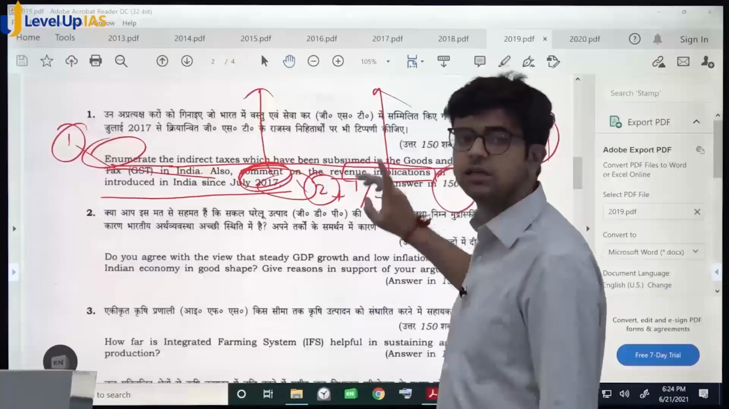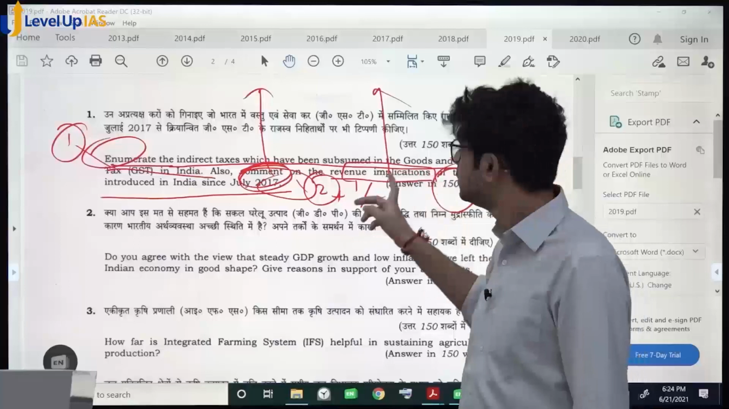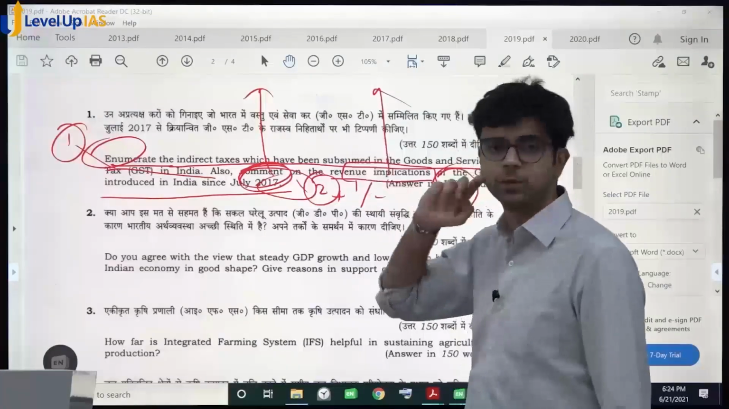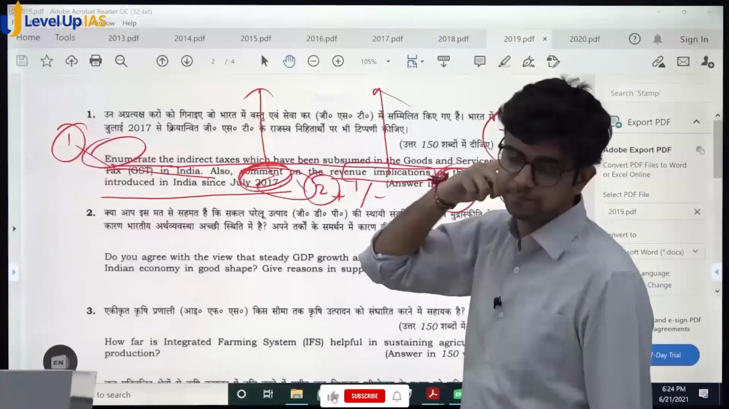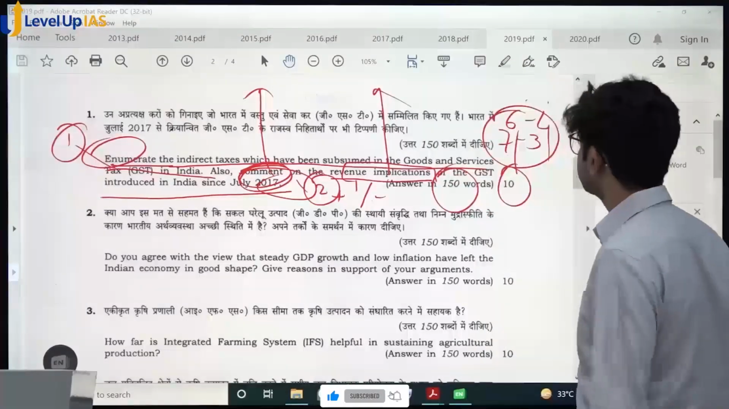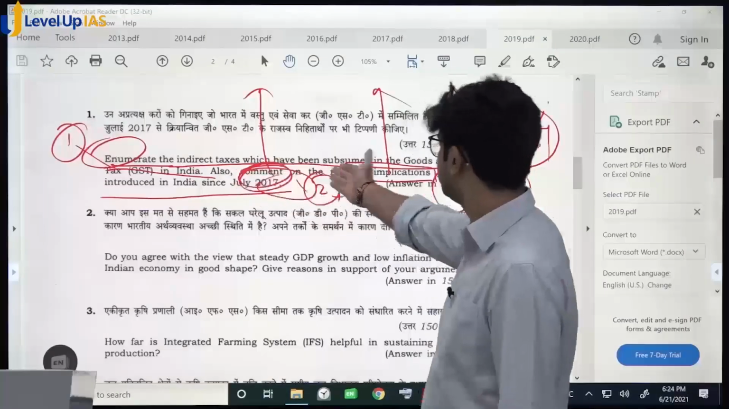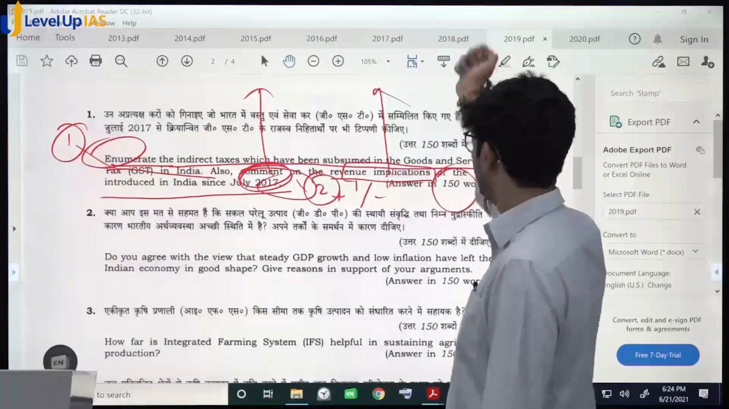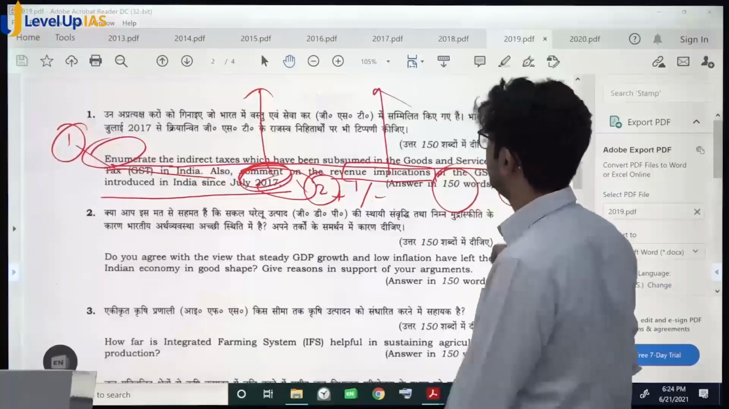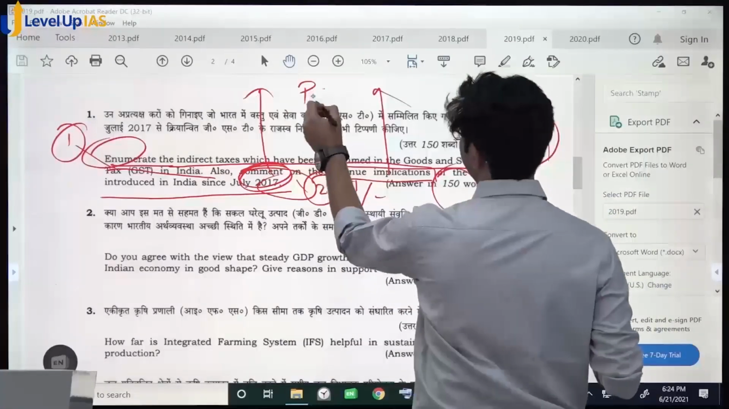Point number 1, 2019 question 1. Please write it. It's easy. List of indirect taxes which have been subsumed, they have asked. And what are the revenue implications? What is the performance basically? Matlab, how is GST doing well?